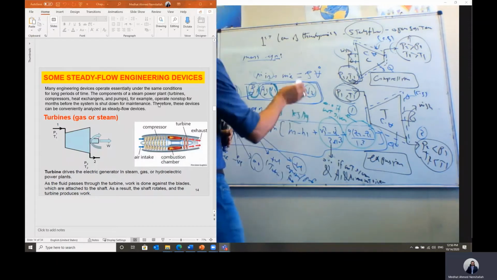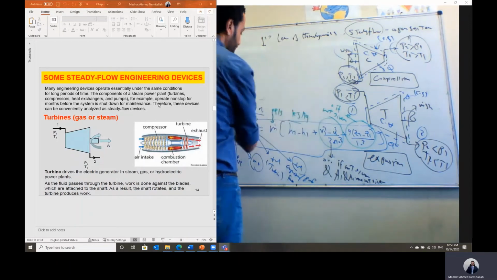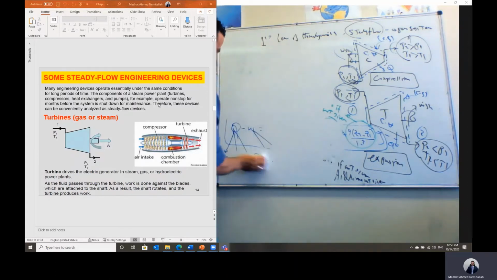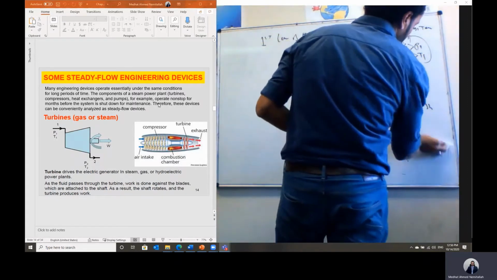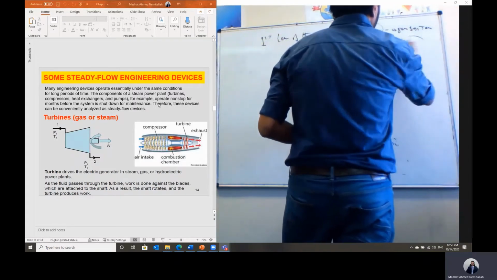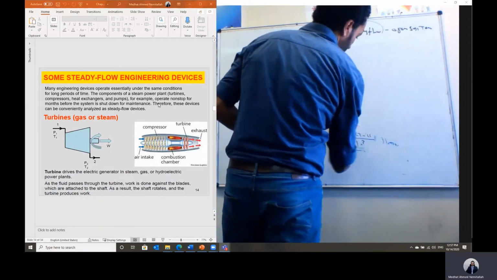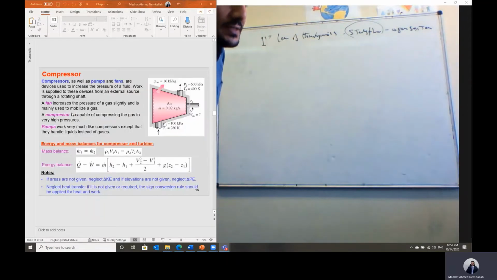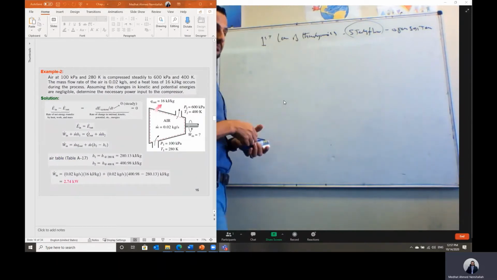Okay, so let's solve an example and see how we can apply the mass equation and the energy equation in the case when we have a compressor or turbine. Here is just a summary of what we said. Here in this example we have a compressor.